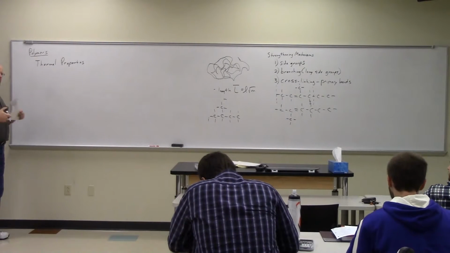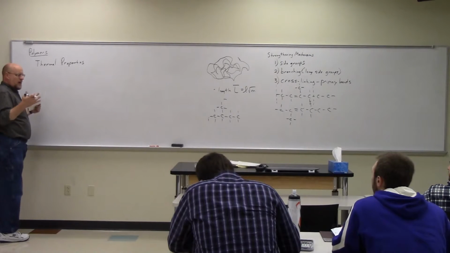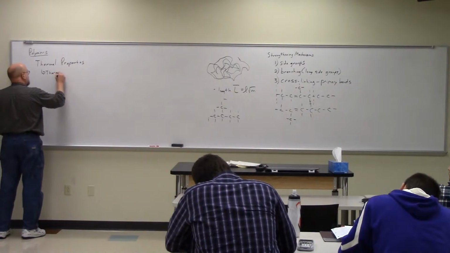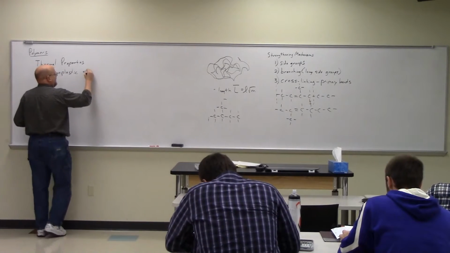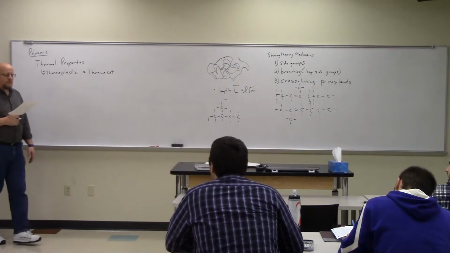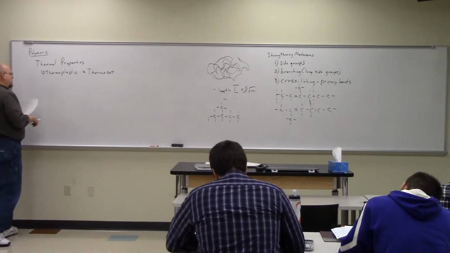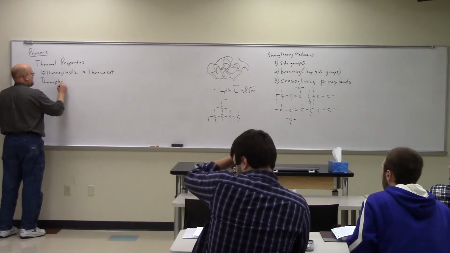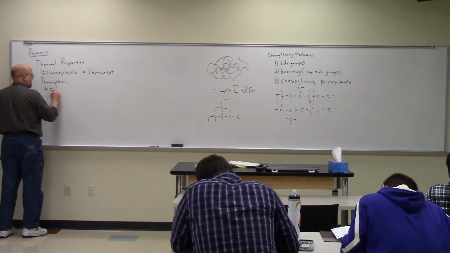There are two types of polymers, thermally, two types of ways in which polymers react to temperature: thermoplastic and thermoset. Basically it's all defined by what happens to them when you raise their temperature. The thermoplastics soften at elevated temperature.